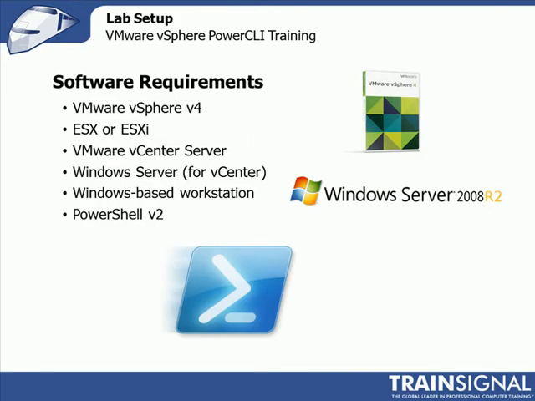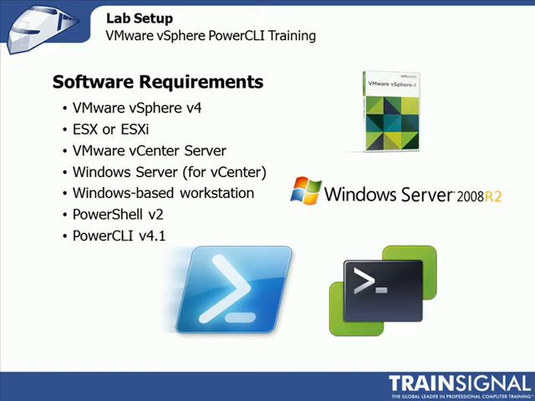We're going to be using PowerShell version 2. It's been out for some time as I'm recording these videos, so this shouldn't be a problem in most environments. And of course, it ships with Windows 7 and Windows Server 2008 R2, and it's available as a download for the down-level OSs all the way down to Windows XP. You're going to need PowerCLI version 4.1 or later. This is available on VMware's website.